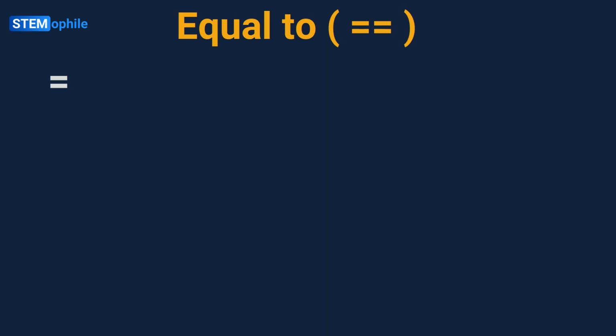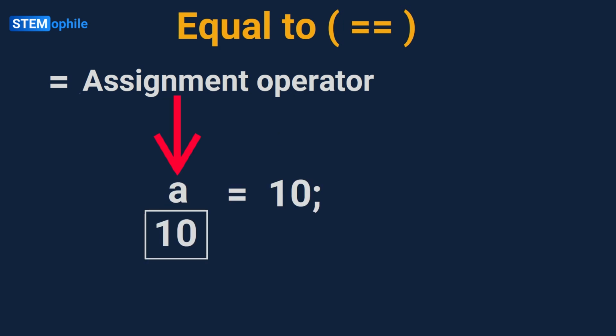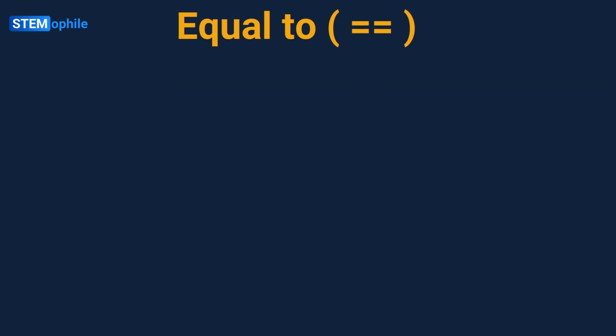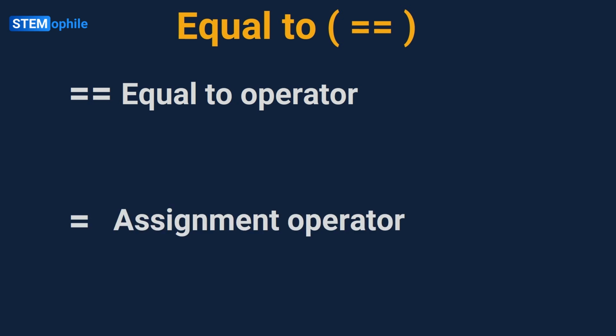Equal to. In mathematics, a single equal sign represents the equal to operator. But in programming, a single equal sign represents the assignment operator, which means to store this value in this variable. In programming, the equal to operator is represented by a double equal sign. Many students get confused between these 2 operators. This is called the equal to operator and this is called the assignment operator. We'll learn about assignment operator in detail in upcoming videos.